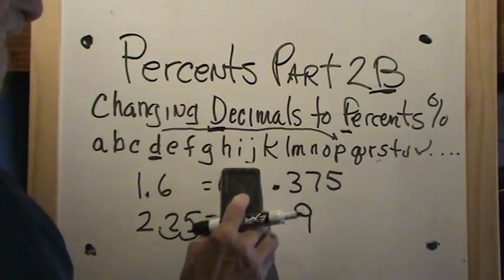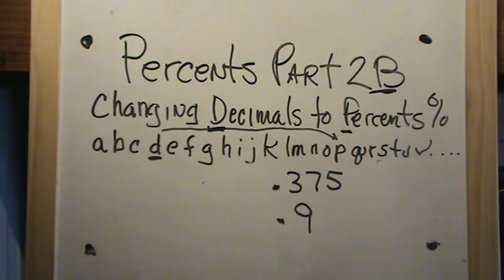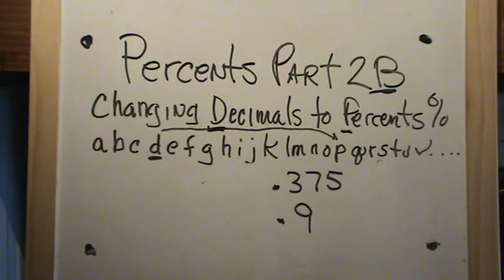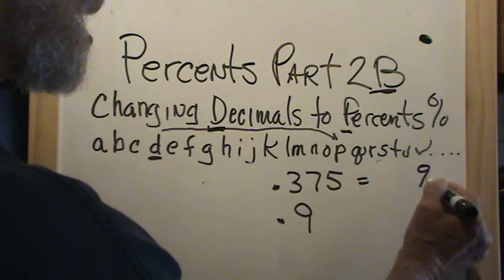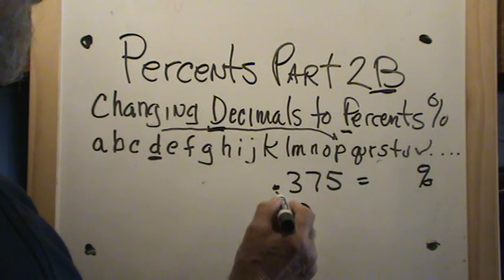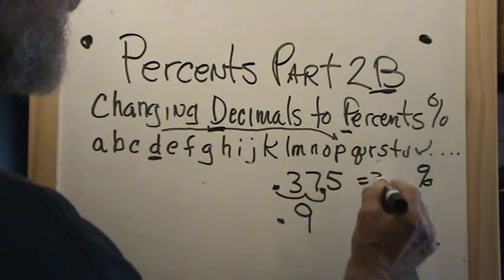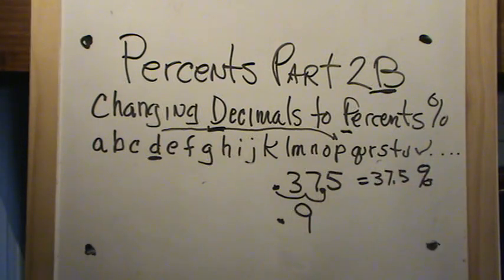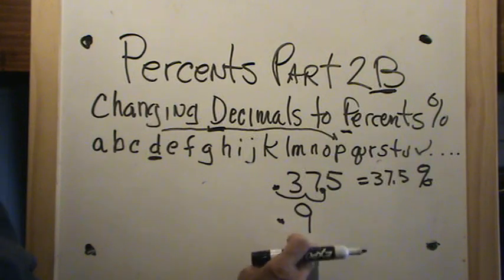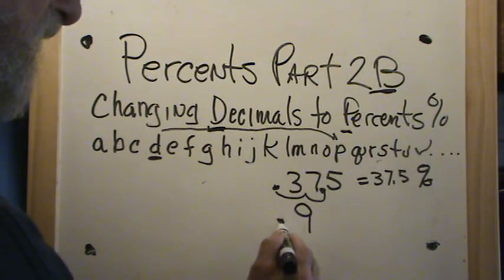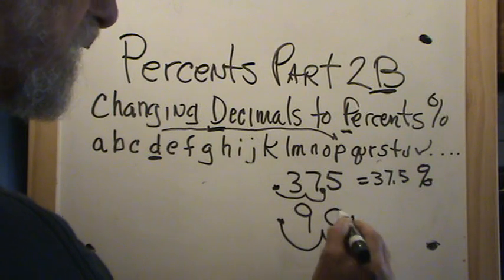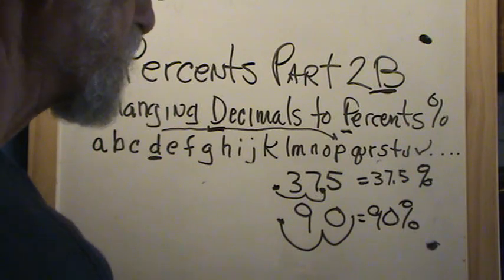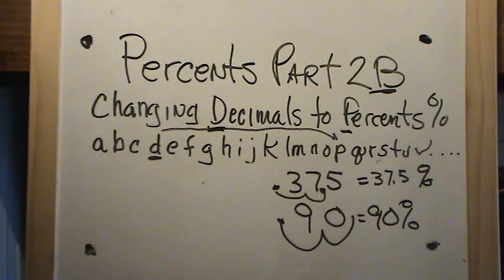All right, let's clean this up. 375 thousandths in decimals, and we want to change it to a percent. Well, we move the decimal 2 places, 1, 2, and we get 37 5/10, or 37 1/2%. And the last one, 9/10, move the decimal place 2, 1, 2, we have to put a holder there, and we get 90%. Good, good.